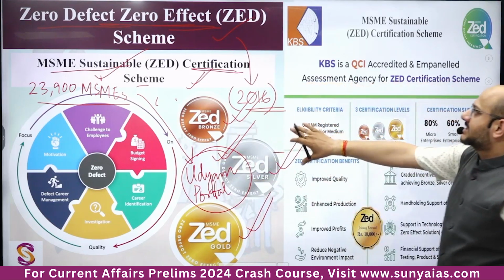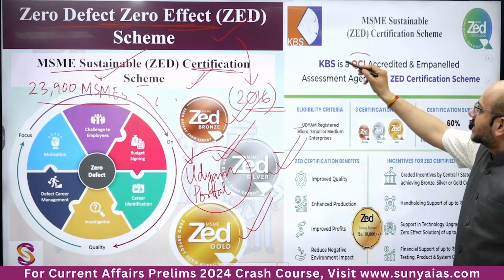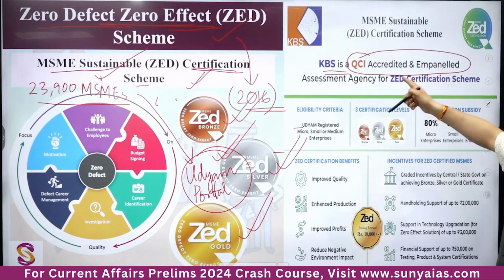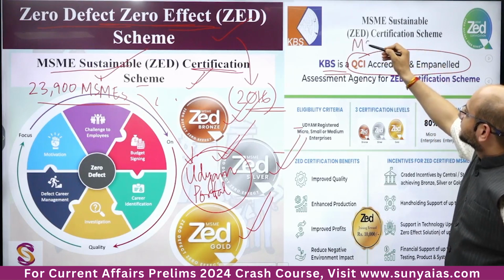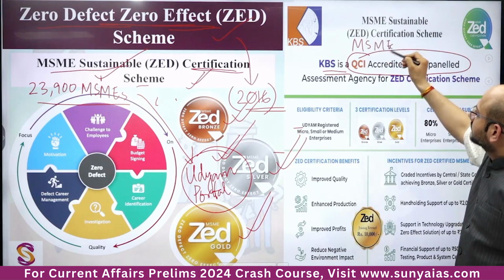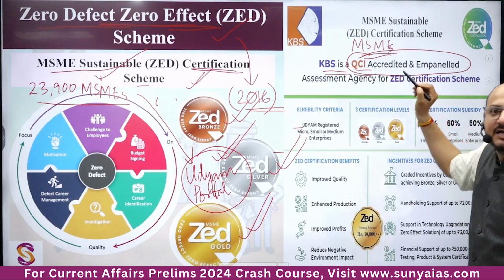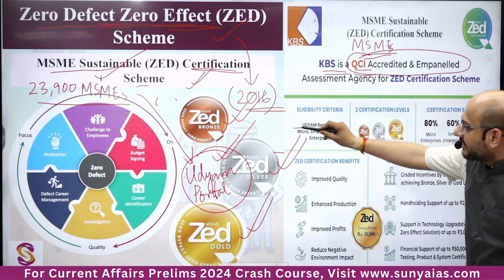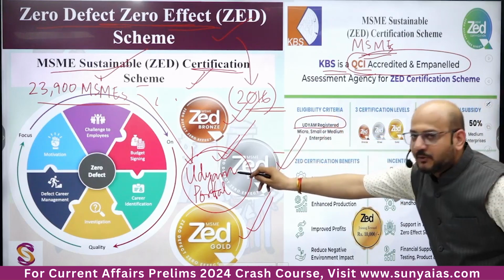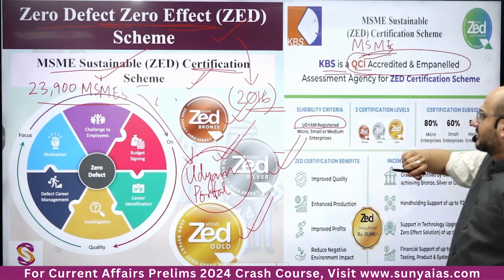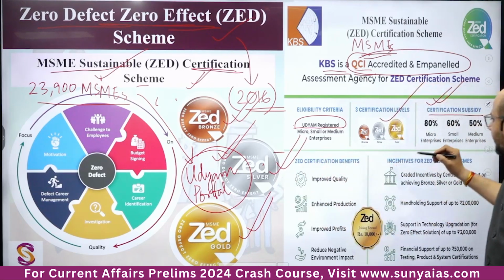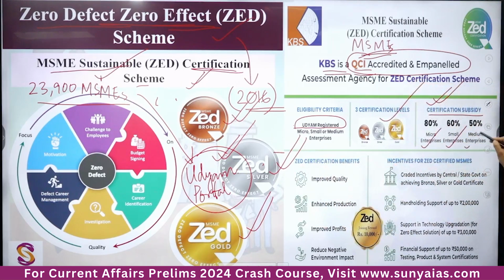Okay, this is one such scheme. It's a QCI accredited impaneled KBS assessment that will give an assessment to all the MSMEs. QCI means Quality Council of India. Okay, so eligibility criteria, first is Udyam registered. Udyam portal पे registration होना जरूरी है उस MSME का. 3 certifications will be given. Certification के साथ आपको subsidy मिलेगी. Particular MSMEs will be promoted. Okay, micro SMEs, small SMEs and medium SMEs.